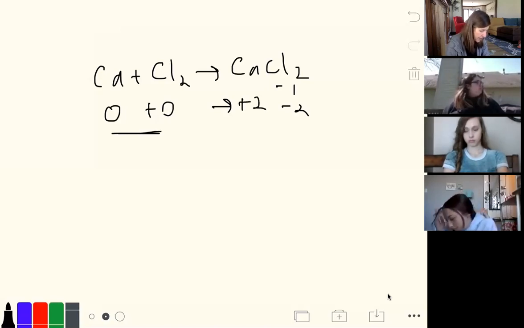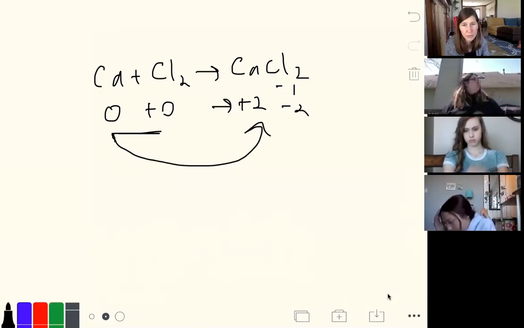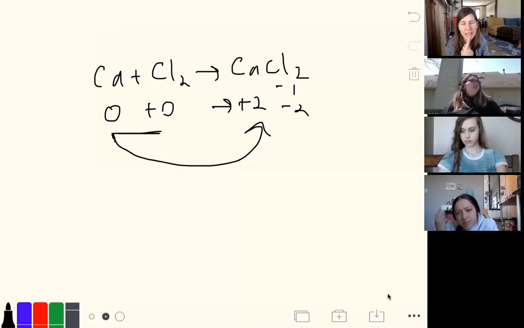So now I look and say, okay, calcium went from an oxidation number of 0 to an oxidation number of +2. Did it gain electrons or lose electrons? It went from 0 to +2. Therefore, it gained, which means it oxidized. Think about it. If I was at 0 and I gained 2 electrons, I would actually go to -2. But it actually went up to +2. And so it's a little bit in reverse, sort of.